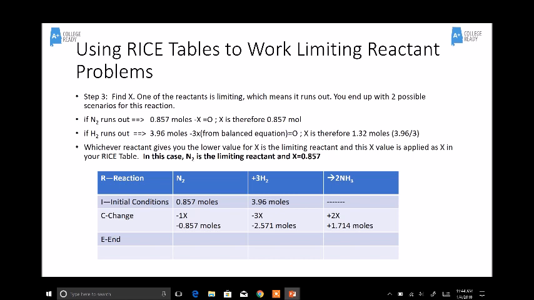On the other hand, if hydrogen is the limiting reactant and it runs out, 3.96 minus 3x, remember that 3 comes from our balanced equation, would equal 0. And therefore, X is going to be equal to 3.96 divided by 3, which is 1.32. Whichever one of these two calculations gives us the lowest X value, that's going to be the limiting reactant. So in this case, nitrogen has the lowest X value. It's going to be the limiting reactant.